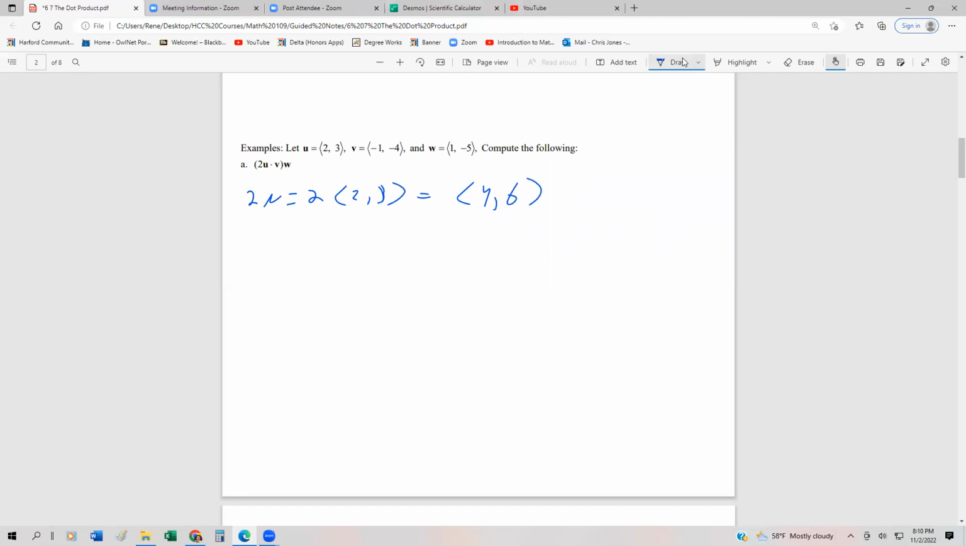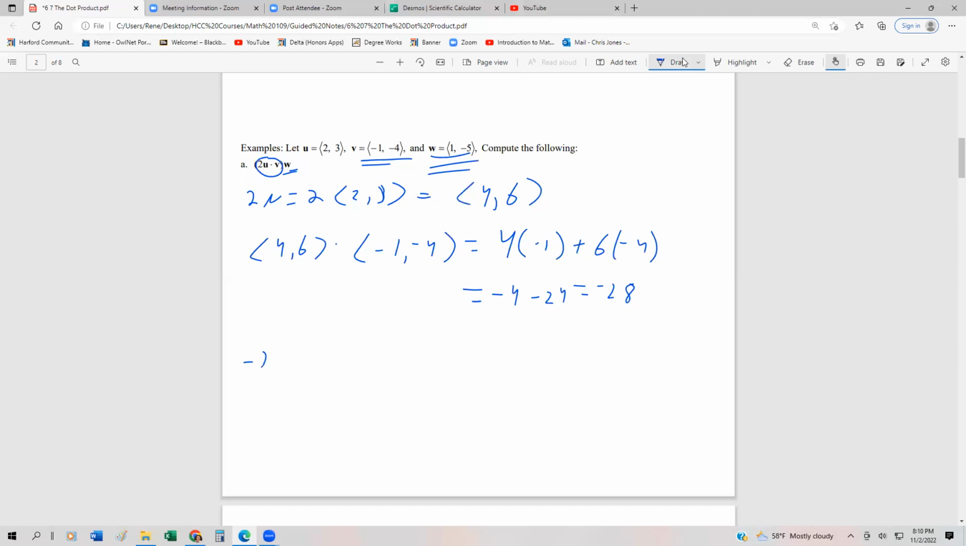Now I'm going to dot that with v. So that's going to be 4, comma 6 dot -1, -4, or 4 times -1 plus 6 times -4. And that's going to be -4 minus 24, or -28. Now I'm going to take that -28 and multiply it by vector w. So -28 and then 1, -5.